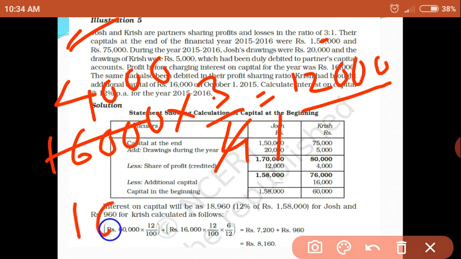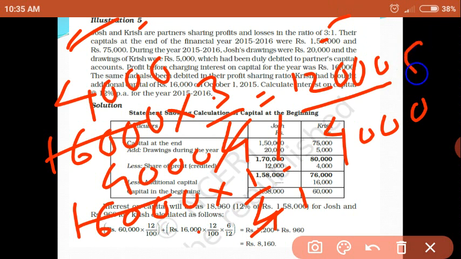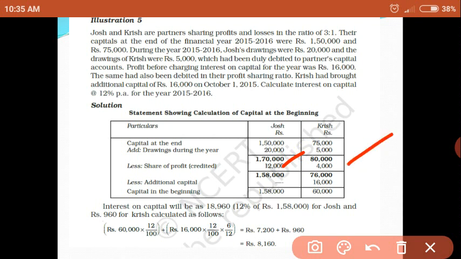And 16,000 into 1/4, 4 fours are 16, is equal to 4,000. So 4,000 for Krish. This profit you have to distribute among the partners in their old ratio first, and this profit you have to deduct from the closing capital. So Josh 12,000 and Krish 4,000. Less: 1,70,000 minus 12,000 is equal to 1,58,000. 80,000 minus 4,000 is equal to 76,000. This is also completed.